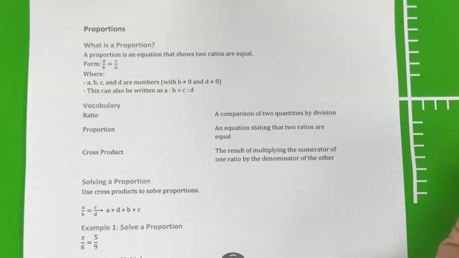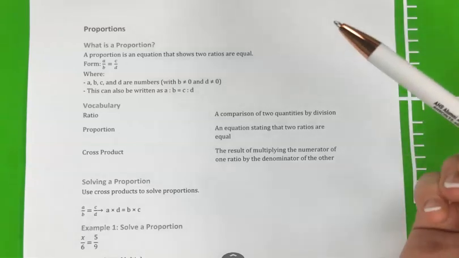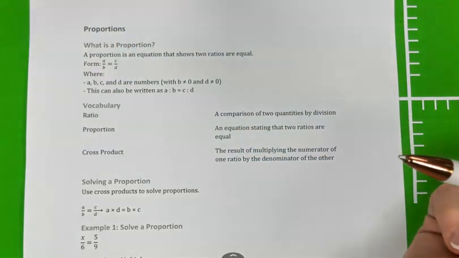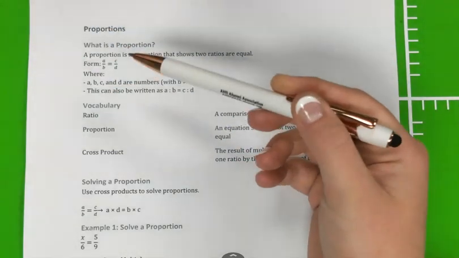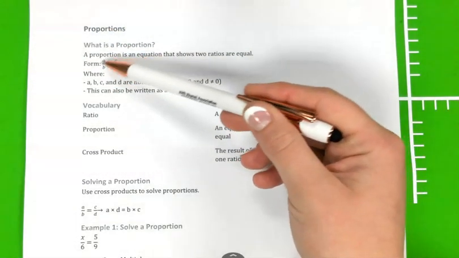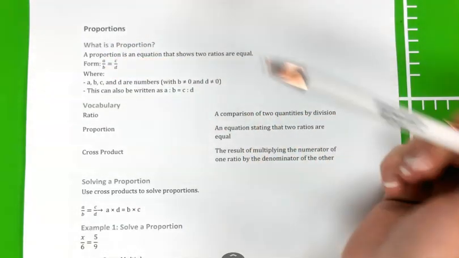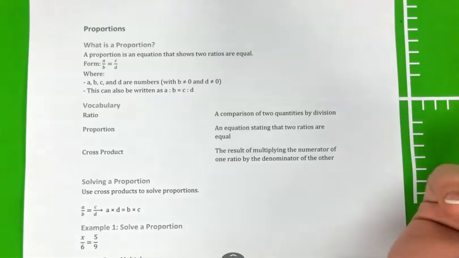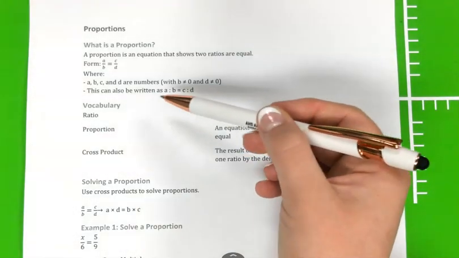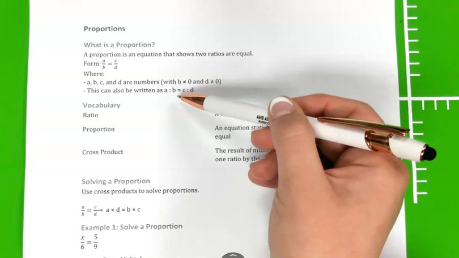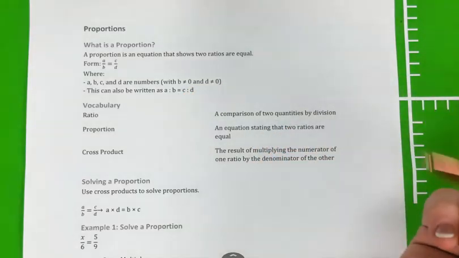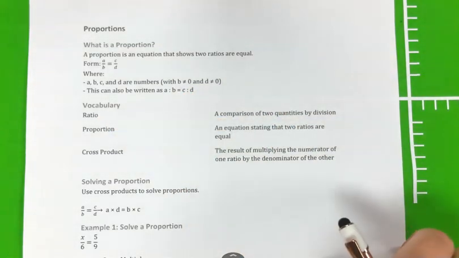So typically we will use a proportion when we know 3 of the 4 values in our situation to find the missing one. So you've got A, B, C, and D here. So your two fractions are equal. And remember, your denominators cannot be 0 because we can't divide by 0. This can also be written in that ratio notation, A to B is equal to C to D. So again, a ratio is just division. Proportions are two equal ratios.